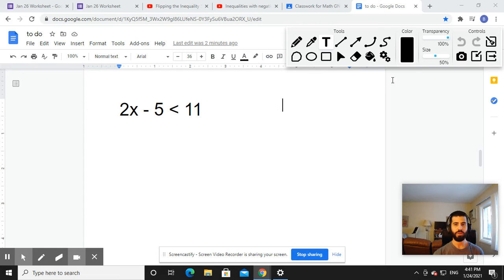Now, if you are able to do 2x minus 5 equals 11, then there is no reason why you shouldn't be able to do 2x minus 5 is less than 11. It's just like if it were an equal sign. Just make sure you remember that less than sign when you write x is less than a certain number as your answer.